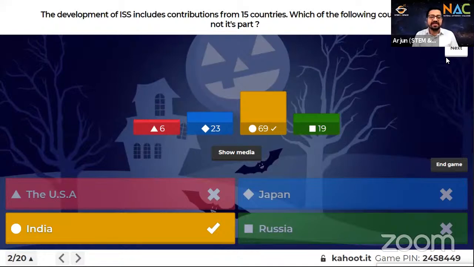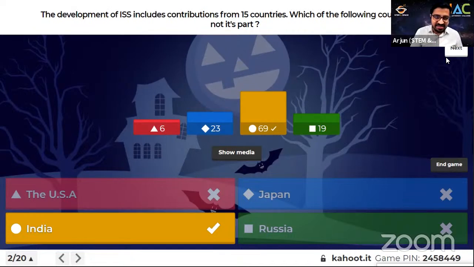Good job. Yes, the correct answer was India. India is not a part of it, and it has been in work since the 1980s, right? So it has been in development for, let's say, 30 years. And with that, it got completed around 2010. And now it is in space, and in the next 5 or 10 years, it will get decommissioned as well. Yeah. So it is the largest laboratory in space, which is as big as a football field.